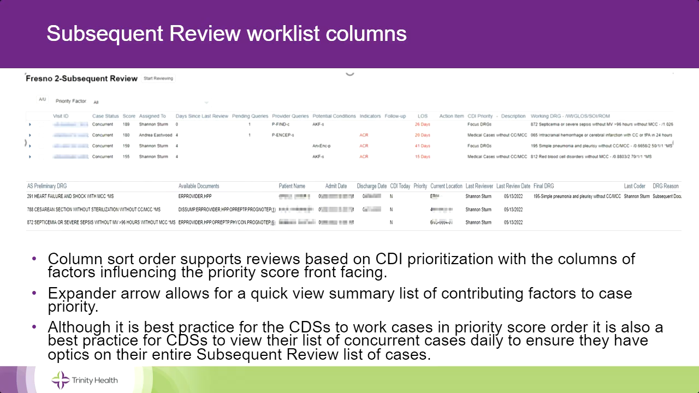They've also got that expander arrow over on the left-hand column where they can pop that open and get a quick view summary of anything that's contributing to that priority score, as well as get some insights into that case before they even open it. We do consider it a best practice for our CDSs to work the cases based on priority order, but we want them to manage their subsequent review list in totality. So we want them to scroll through that list, see if any cases, even though they might have low priority scores, might need a review. And so we do have them take a look at their whole list.